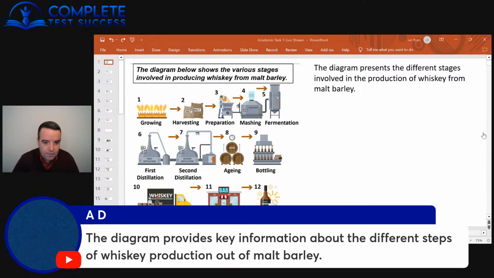AD, the diagram provides key information about the different steps of whiskey production out of malt barley. Okay, so the diagram provides key information about the different steps of producing whiskey out of malt barley. So producing whiskey is the action of doing it, rather than just the concept itself.